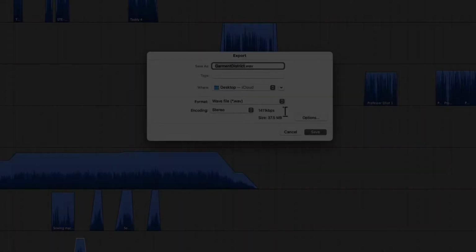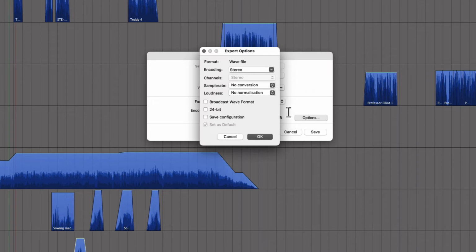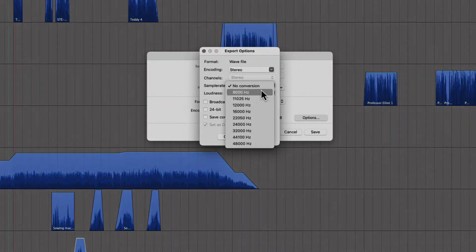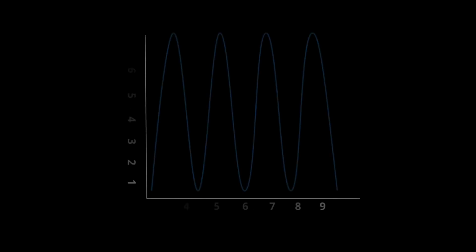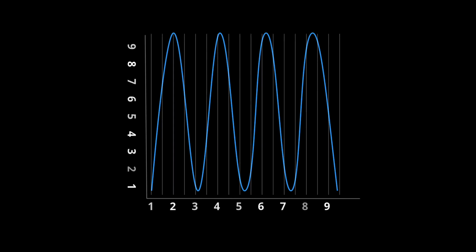The only reason for considering using mono is if the file size is important. Mono files are half the size of stereo files. This we can see right here. If we pop into the option menu, then we have some more options. For instance, the sample rate. The sample rate is the resolution of the file. If we go back to the coordinate system from before, then the sample rate is the amount of times a sample is taken every second.